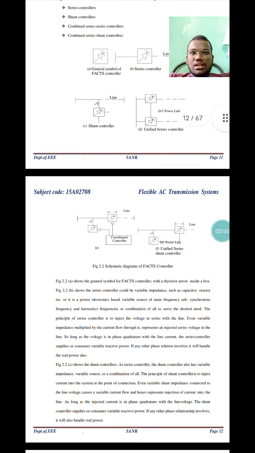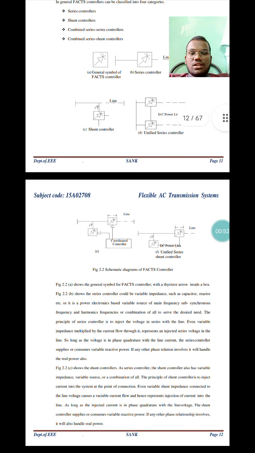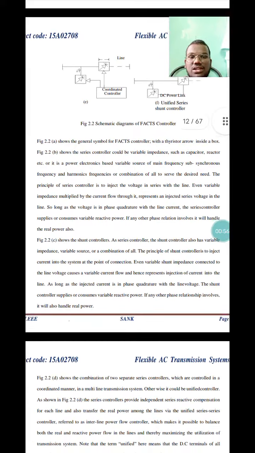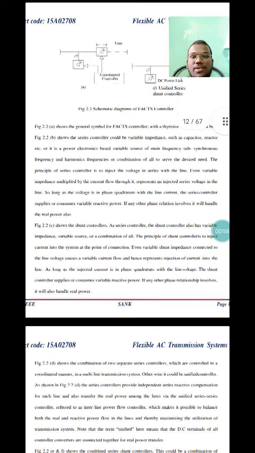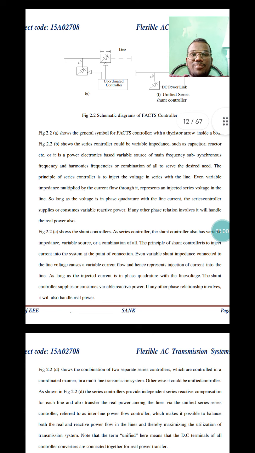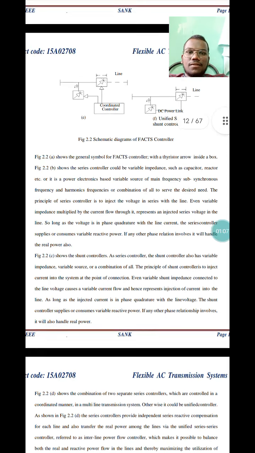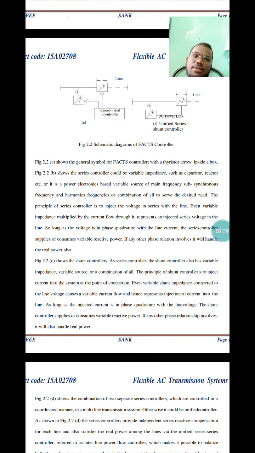Figure 2.2 shows the series controller, which could be a variable impedance such as a capacitor, reactor, etc., or a power electronics based variable source of main frequency, subsynchronous frequency, and harmonic frequencies. Observe the figure for a minute.